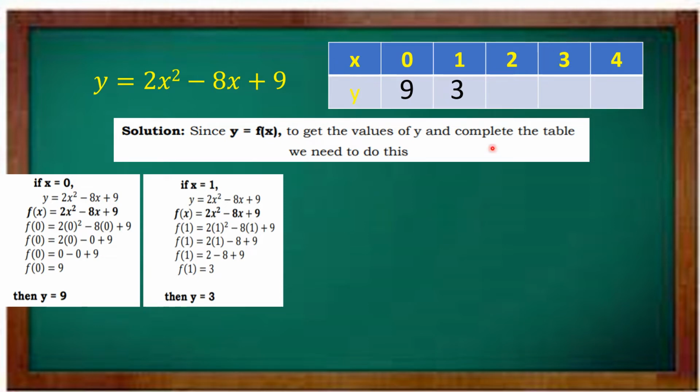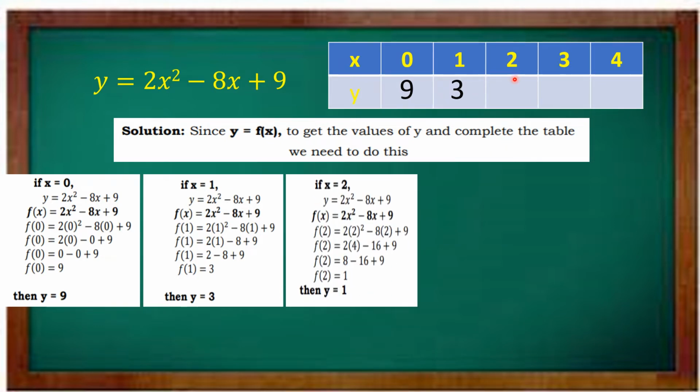Then we use the third assigned value of x, which is 2. If x is 2, what is f of 2? F of 2 is 2 times 2 squared minus 8 times 2 plus 9. What is 2 squared? It's 4, so you have 2 times 4 there. What is negative 8 times 2? Negative 16. Copy plus 9. So 2 times 4 is positive 8, minus 16 is negative 8, plus 9 is positive 1. Okay, so our third value of y is positive 1.